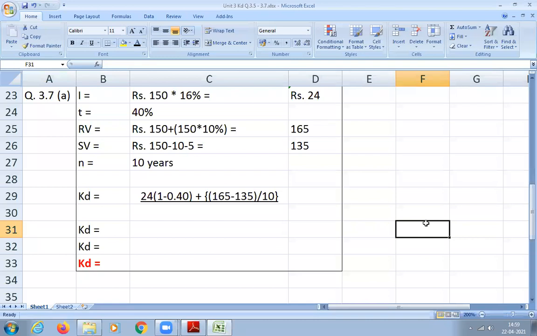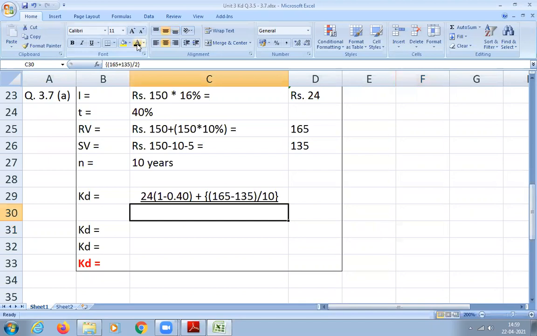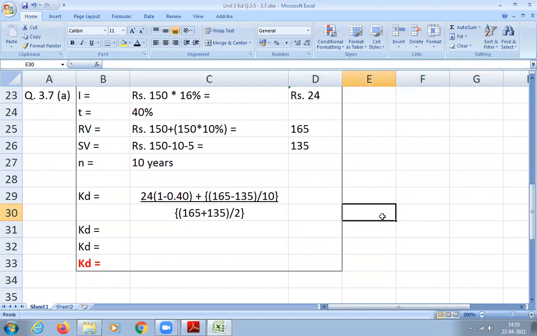So write down now, this is the formula: I into 1 minus T, where I is 24 into 1 minus T, T is 40%, the decimal will be 0.40, plus RV minus SV, RV is 165 minus SV 135, divided by N, N is 10. And now RV plus SV divided by 2. So write down how much you'll get: 165 plus 135 divided by 2. So please simplify now.